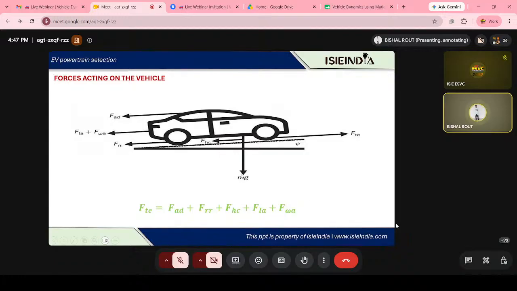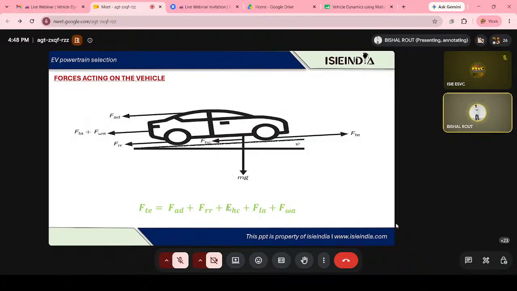Right. So basically, F_TE stands for force due to tractive effort. Then we have F_AD, which stands for aerodynamic drag force. Then we have F_RR, which stands for the rolling resistance force. Then we have F_LA, which stands for the linear acceleration force. And last is F_omega, which stands for the angular acceleration force.